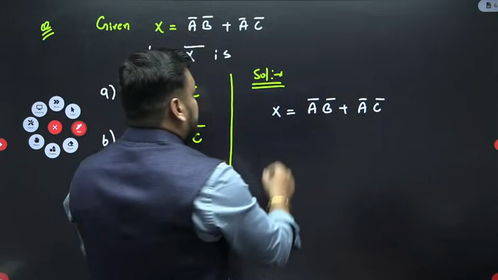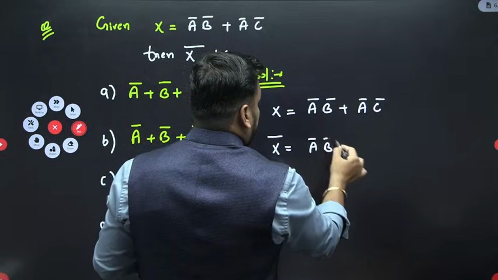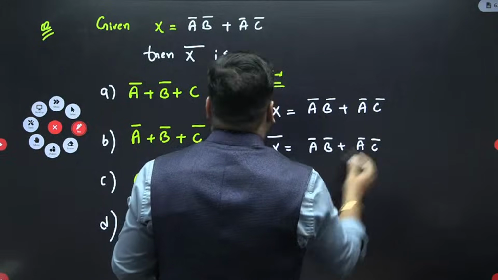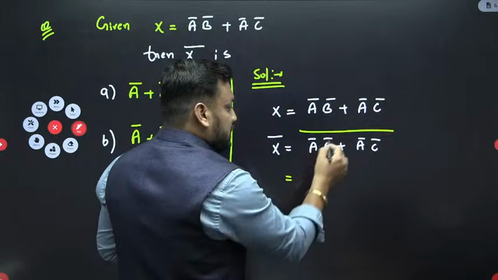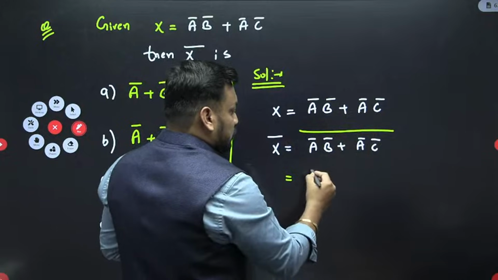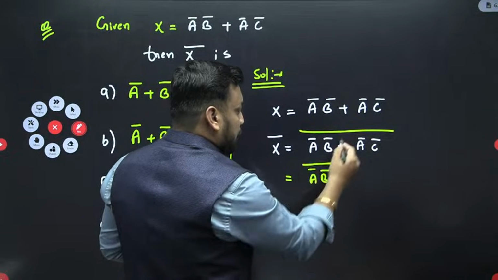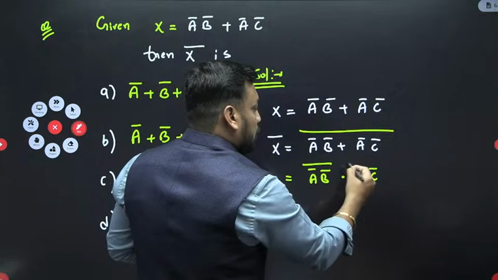So now this is X and the examiner is asking X bar. If I take the X bar, then I write A bar B bar the same first of all, and A bar C bar here: A bar B bar plus A bar C bar, whole bar. Now De Morgan says break the bar and change the sign. So I can write A bar B bar whole bar, and plus will become dot, and here A bar dot C bar whole bar.